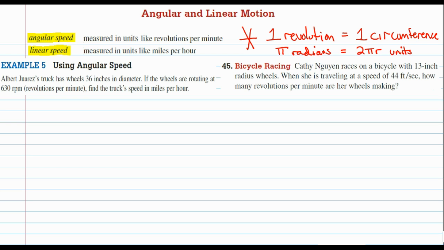Albert Juarez's truck has wheels 36 inches in diameter. If the wheels are rotating at 630 RPMs, revolutions per minute, find the truck's speed in miles per hour. So basically this is what your car is doing. You are going to do the math that your car does. Your car doesn't actually know how fast you are traveling. Your GPS does, but your car does not.